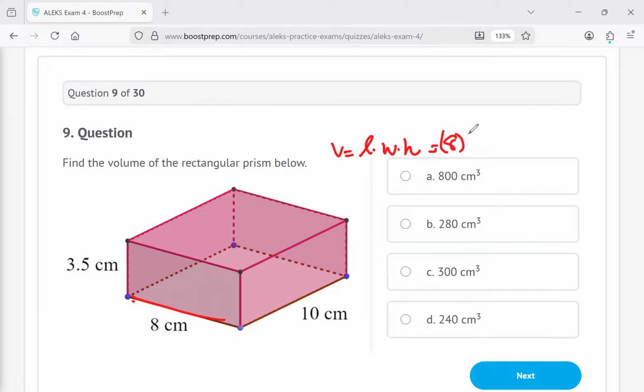Length is 8, width is 10, height is 3.5. And I get 280 centimeters. We're dealing with volume, not square, not area, so it's centimeters cubed.